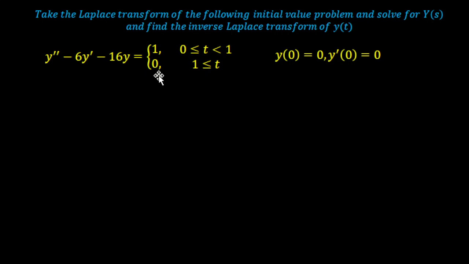Now this function here models a discontinuous function and shows that it has a value of 1 for time t in between 0 and 1 and has a value of 0 for time t greater than or equal to 1. Now, one of the practical examples of these types of functions can be found in electrical circuits where you model the turning on and turning off of circuits.